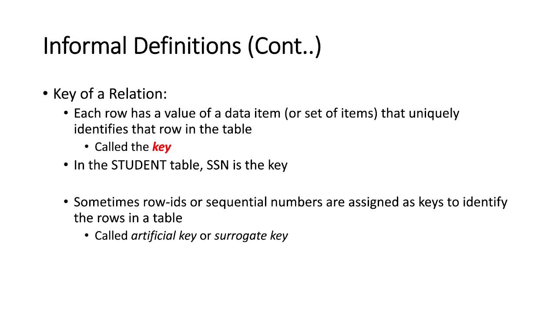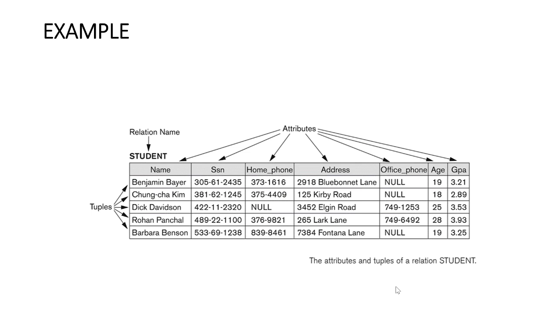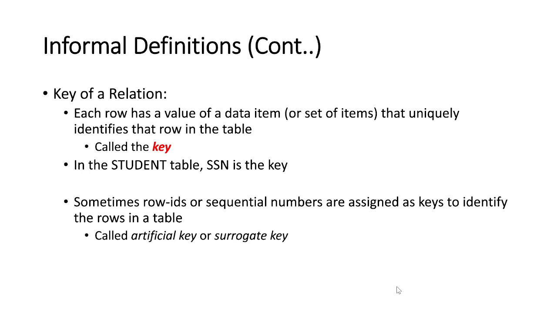An informal definition is the key of a relation. Each row has a value of a data item that uniquely identifies the rows in the table. It is going to be called a key. In the Student table, SSN is going to be called a key. SSN is the social security number. With the help of this SSN, we can uniquely identify the set of rows in the table.